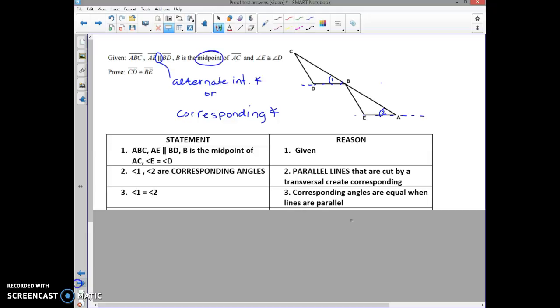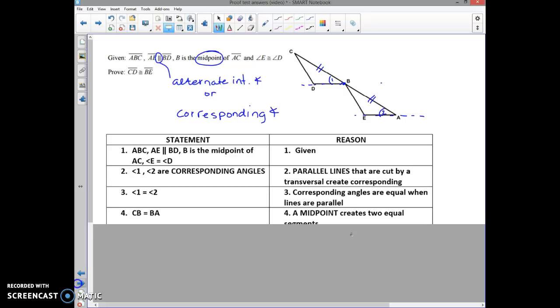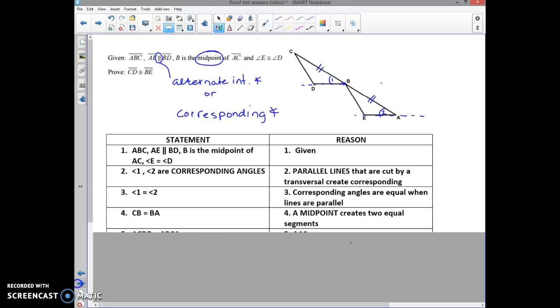Second vocabulary word is midpoint. B is a midpoint. Most people I did find could get that pretty straightforward. CB equals BA, a midpoint creates two equal segments. Another vocabulary word that kind of just helps you to mark your picture and do nothing else at this point really is that angle E is congruent to angle D.